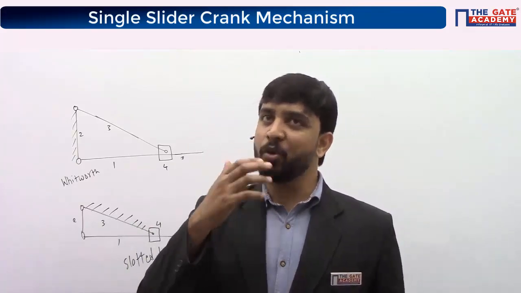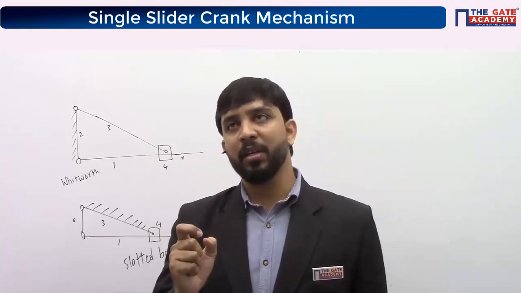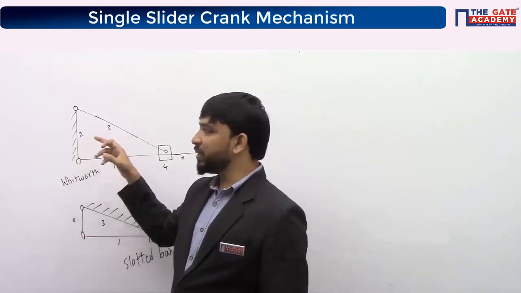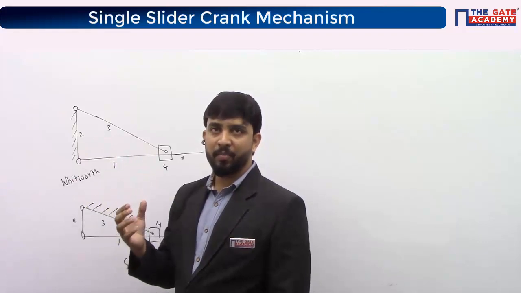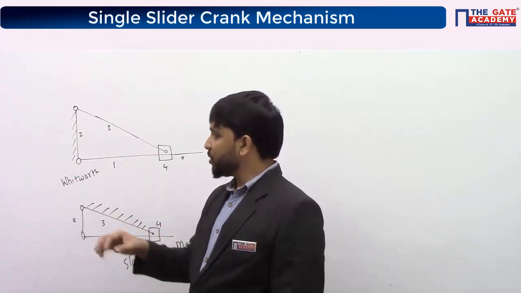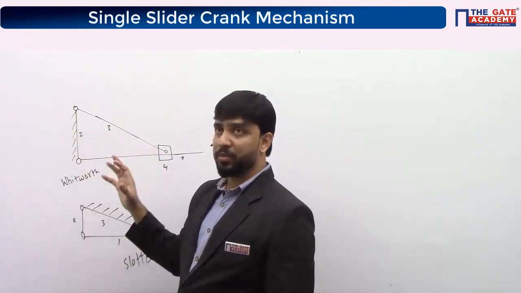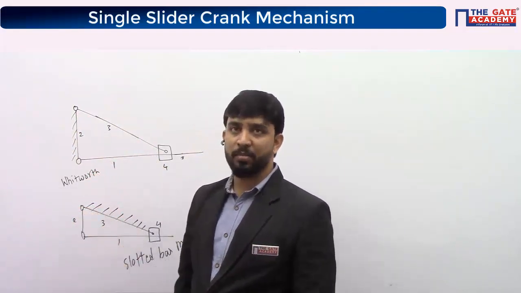So in the exam, in questions, they don't mention whether it is a Whitworth mechanism or a slotted bar mechanism. So just by looking at the length of the crank and the length of the fixed link, you have to say whether it is a Whitworth mechanism or a slotted bar mechanism. If the fixed link is shorter and the crank is longer, it is a Whitworth mechanism. If the fixed link is longer and the crank is shorter, it's a slotted bar mechanism.